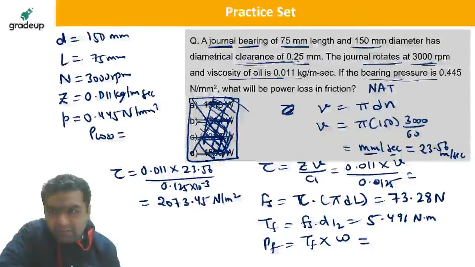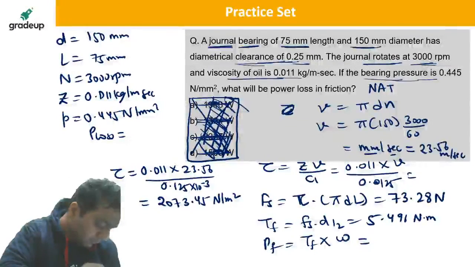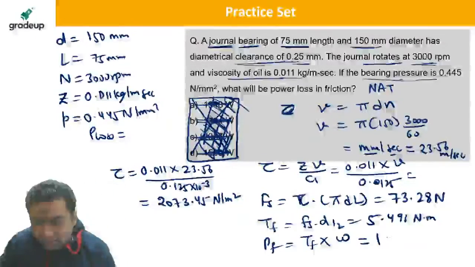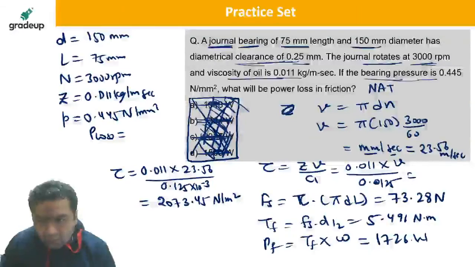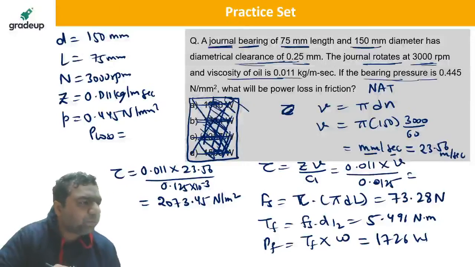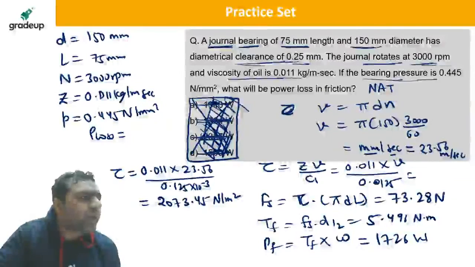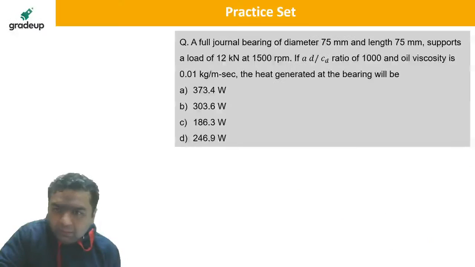Next, speed is given as 3000. It will be coming out to be around 1726 watts. Okay, that will be the answer. So guys, you are making some calculation mistakes, I feel. Okay, fine, no issues. Let us see one question on Sommerfeld number to complete this session.